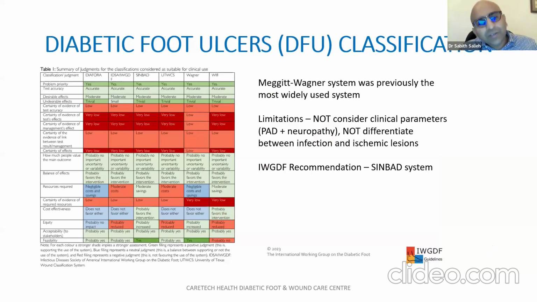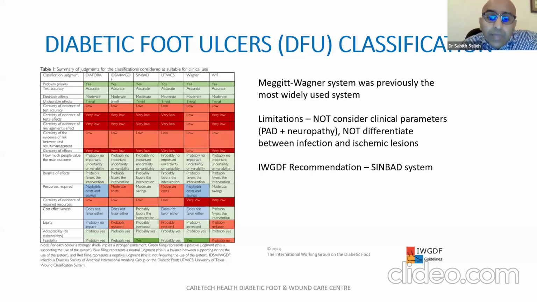Now, classification of foot ulcers, right? I don't want to get into too much of this, I'm just going to share with you because there are many classification systems, right? I think the Wagner system was used for a long time. I think it was first developed in 1976, then subsequently modified in 79. Previously, it was the most widely used system, but the limitation is it does not consider clinical parameters like your peripheral arterial disease and neuropathy, and does not differentiate between infection and ischemic lesions, right?